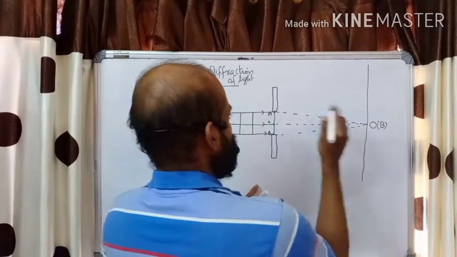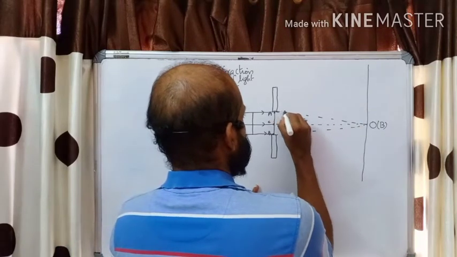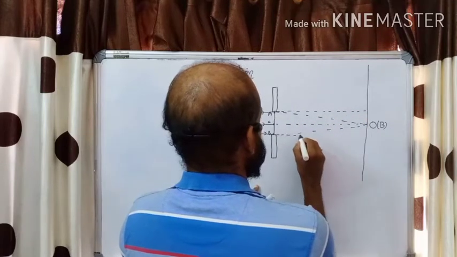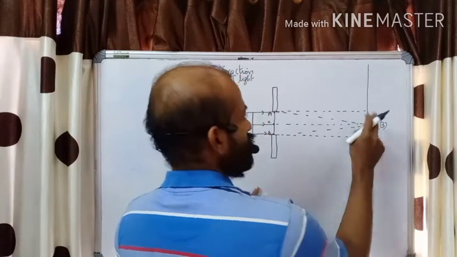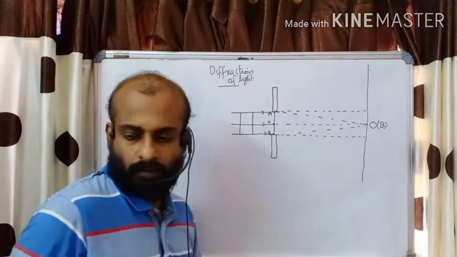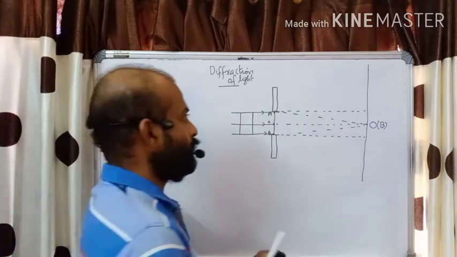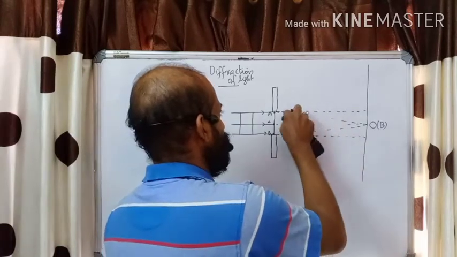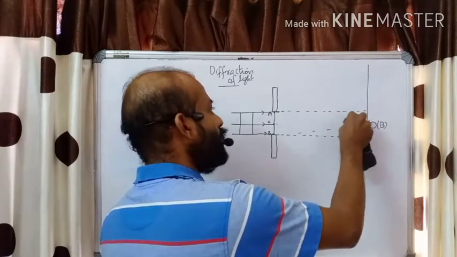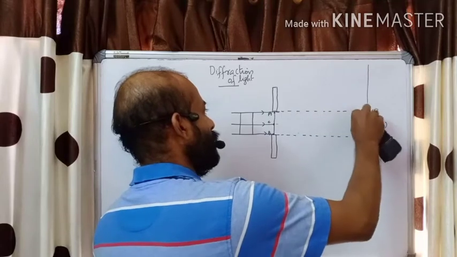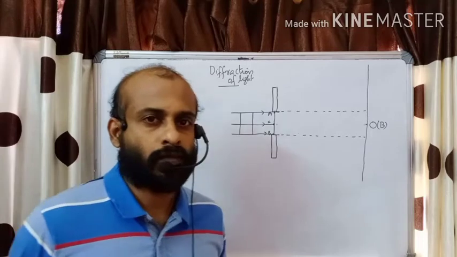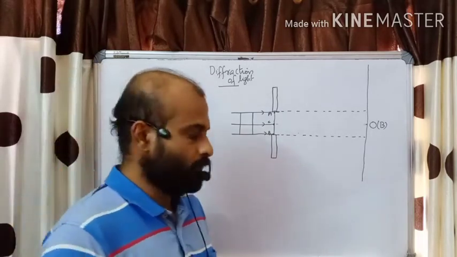Now I just draw two horizontal lines from points A and B. This is a horizontal line. Okay, so this point will be the bright point. Now we need not have the line here. So we know that the center point O will be the bright point. Why is it a bright point? Because the wavelets from A and B travel equal distance to the point O. So that point will be a bright point.